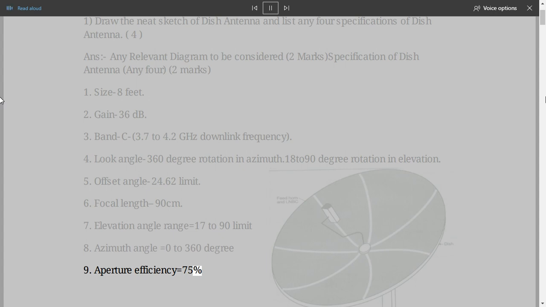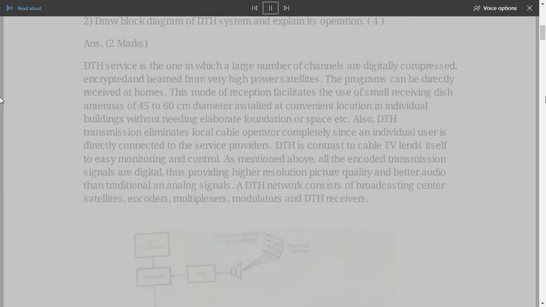2. Draw block diagram of DTH system and explain its operation. 4 marks. Answer: 2 marks. DTH services: television with a large number of channels are digitally compressed, encrypted and beamed from very high power satellites. The programs can be directly received by the homes. This mode of reception facilitates the use of small receiving dish antennas of 45 to 60 cm diameter installed at convenient locations in individual buildings without need of elaborate foundation or space.